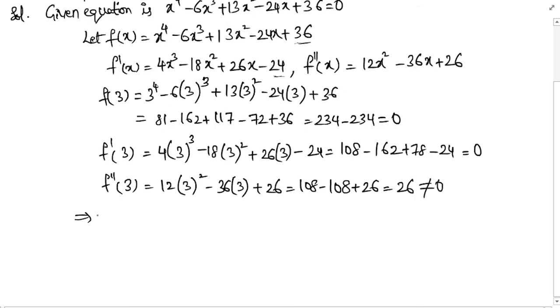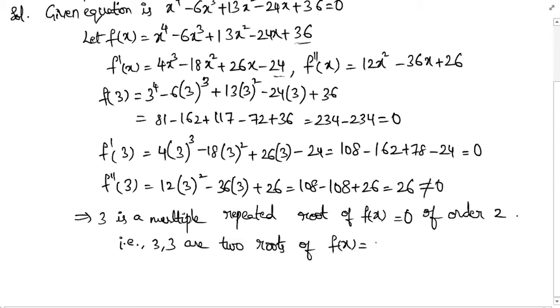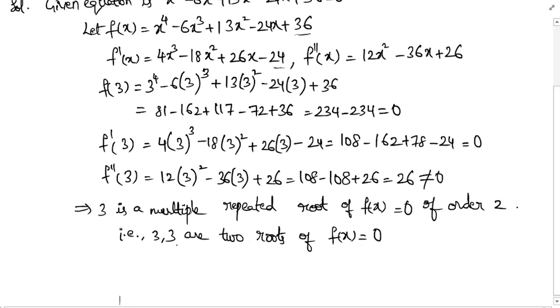So that implies 3 is a repeated root. 3 is a repeated root of f of x is equal to 0 of order 2. That is, 3 comma 3 are two roots of f of x is equal to 0.